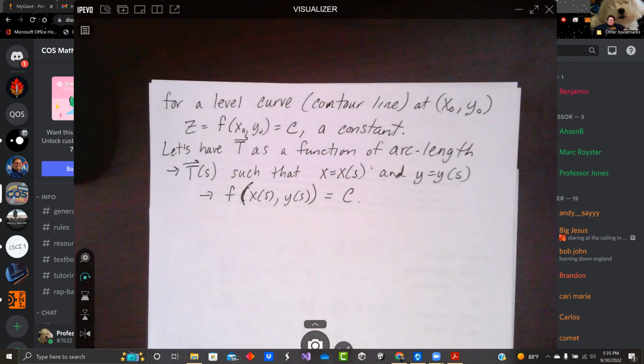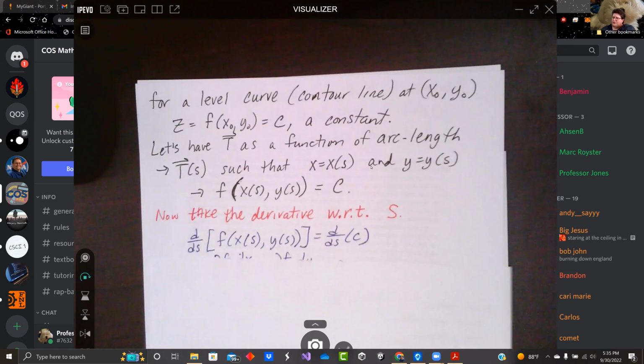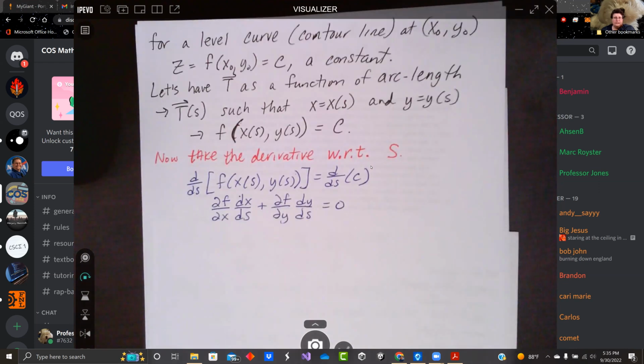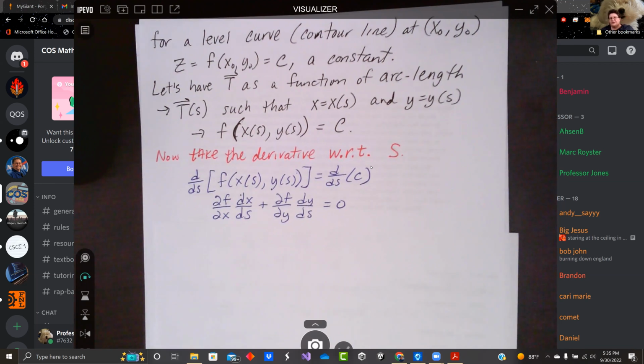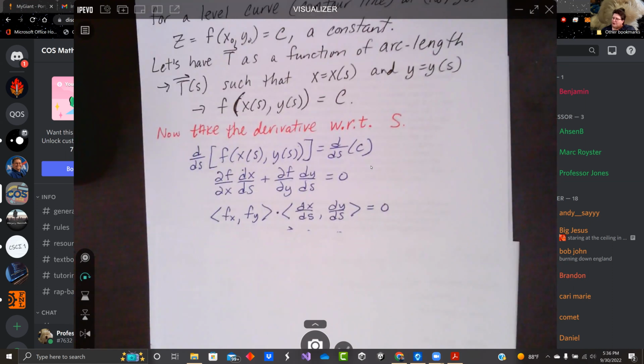For a level curve, the contour line at x naught, y naught, the contour line would be z equals f of x naught, y naught, which is constant. So we have T as our tangent vector. We'll do it as a function of arc length, such that the function is constant along that line. Now we take the derivative with respect to s. Remember, do the chain rule. The right side is zero, and we have the derivative of f with respect to x times the derivative of x with respect to s, plus the derivative of f with respect to y times the derivative of y with respect to s. That is our gradient dotted with dx/ds, dy/ds, which is the tangent vector at that point.